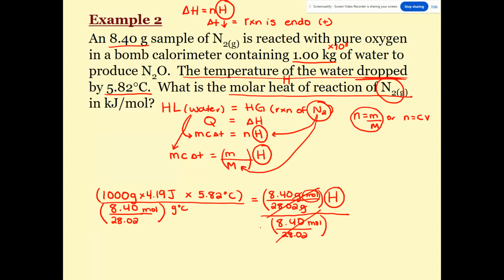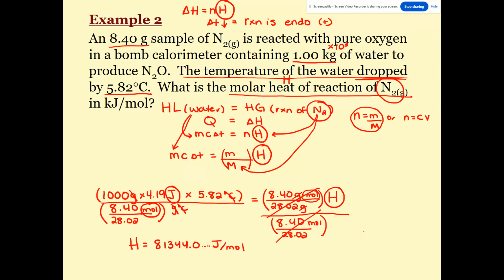So what this means, when I do the calculation and look at my units, my grams cancel, my degrees Celsius cancel, and I'm left with joules per mole for my units. Okay, so give that calculation a try. Again, this is giving us molar enthalpy. So 1,000 times 4.19 times 5.82 divided by, in brackets, 8.4 divided by 28.02, and you should get an answer of 81344.0, and so on. Units again are now joules per mole.